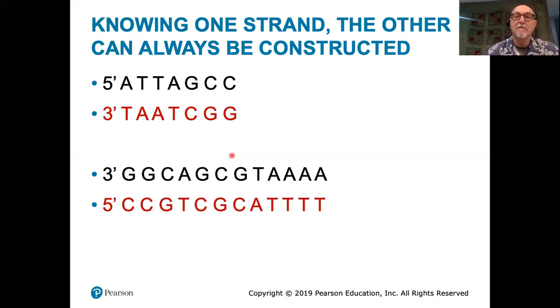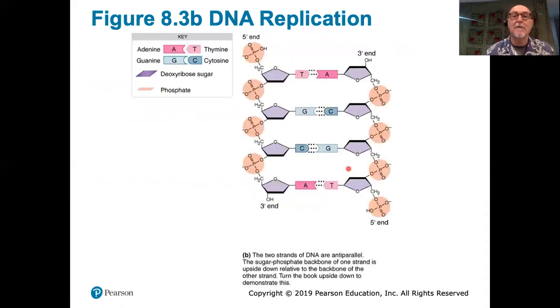Right. It is 5' CCGTCGCATTTT. Okay. What is the priming at the end here? For this strand, 3'. For this strand here, 5'. Okay. Remember, they match A to T, C to G, and they are anti-parallel. So it's 3' on the one strand must be matched by 5' on the other strand.